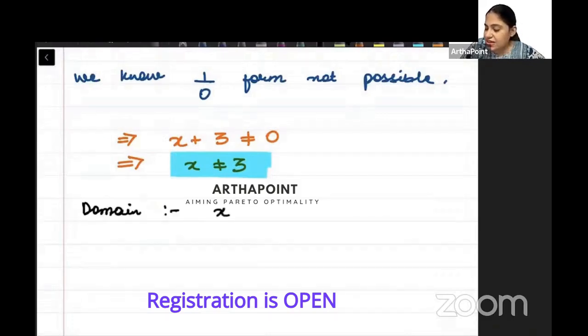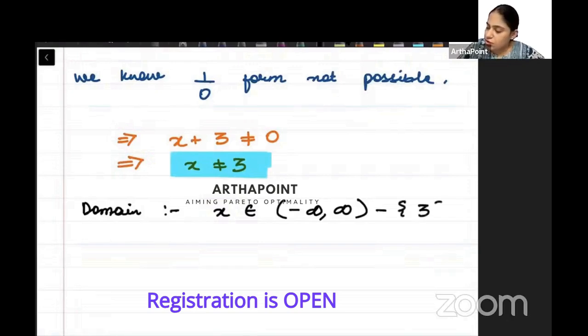So what will be the domain of the function, beta? That x can take any value from minus infinity to infinity. X कोई भी value ले ले, does not matter, but it cannot take the value 3. It can take any value, but it cannot go ahead and take the value 3. That will be the domain of the function. ठीक है, समझ में आई बात?